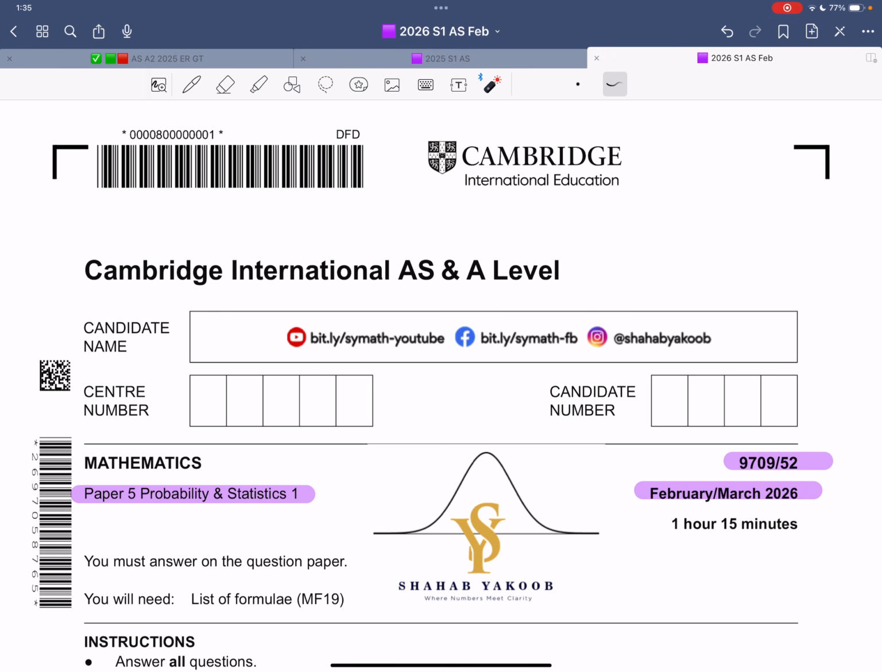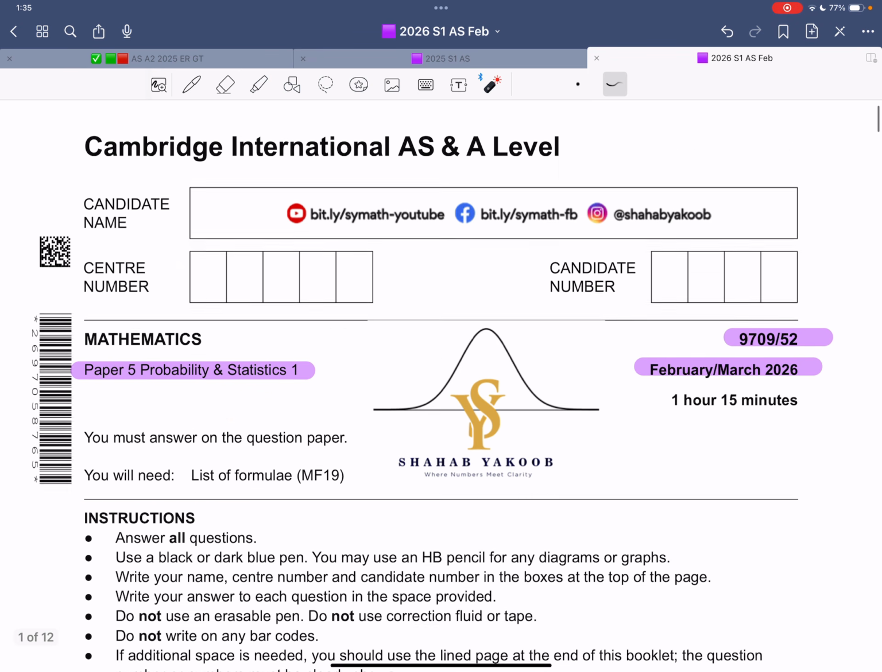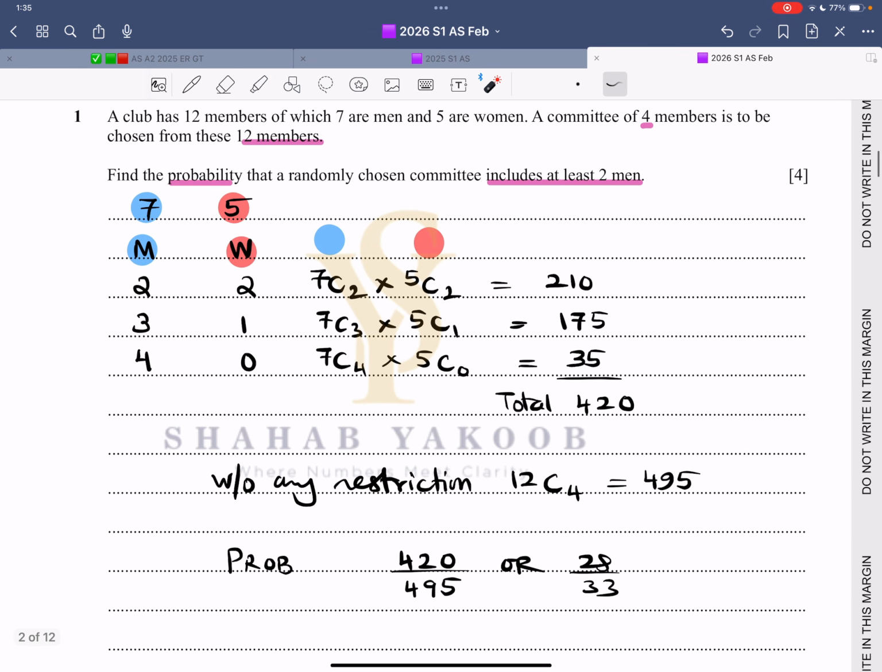This is variant 52 of S1. Let's get started. Let's look at the first question. It says a club has 12 members, of which 7 are men and 5 are women. A committee of 4 is to be chosen from these 12 members.